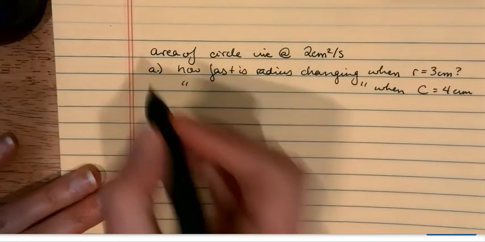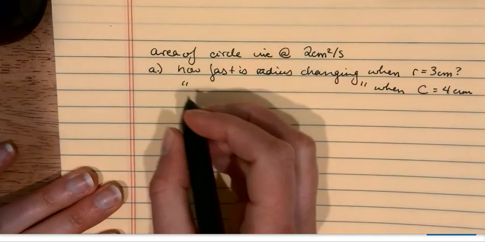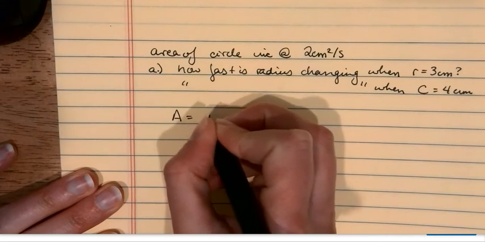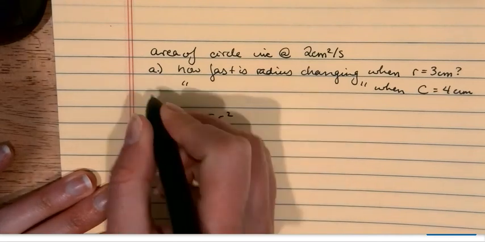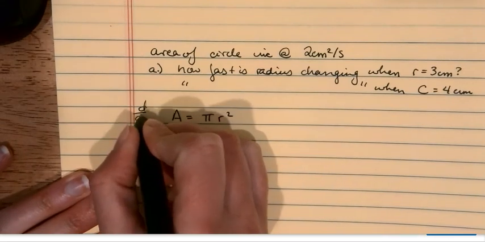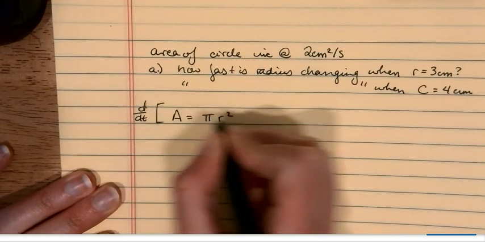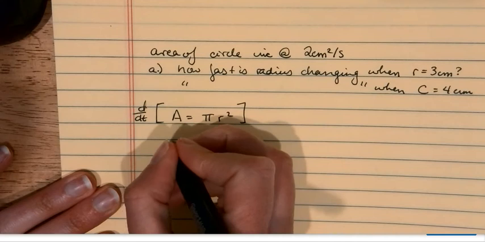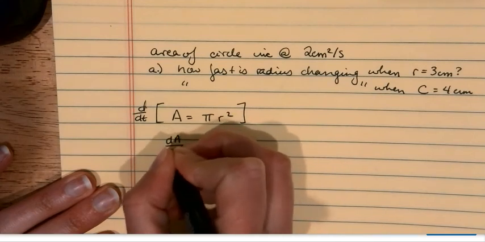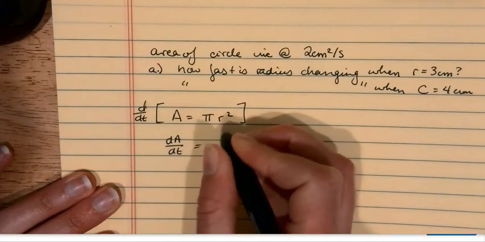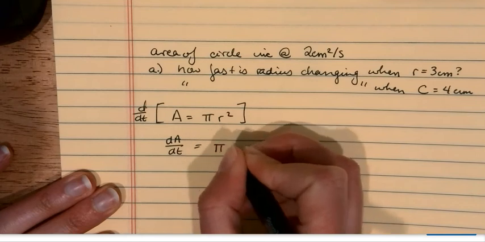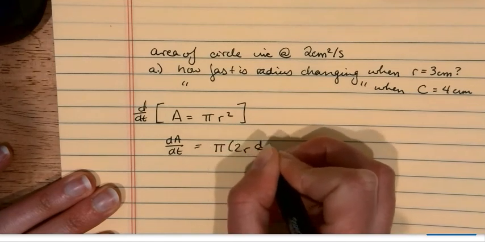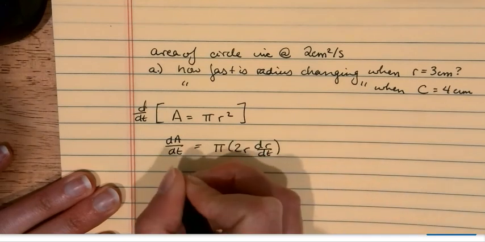Alright, so the first thing I want to do is write down the formula for area. So area is pi r squared, and then if we introduce the differential dt, we can relate the rates here. So take the derivative with respect to t on both sides. So that gives us dA/dt equals pi times 2r dr/dt, and then I can rewrite that just to simplify.